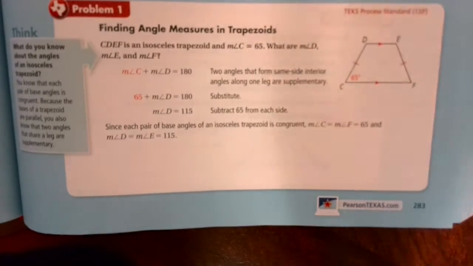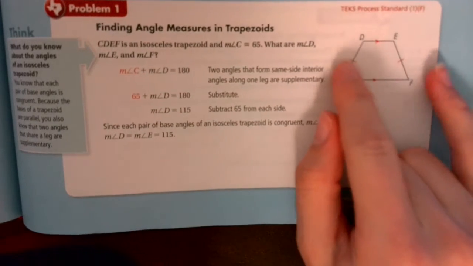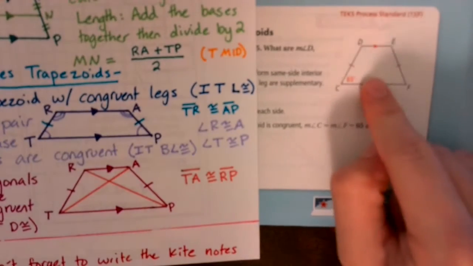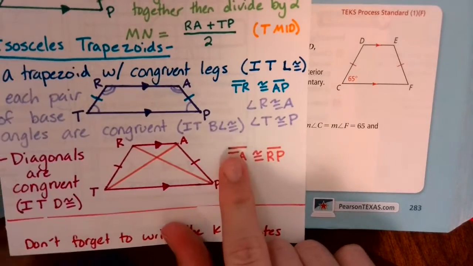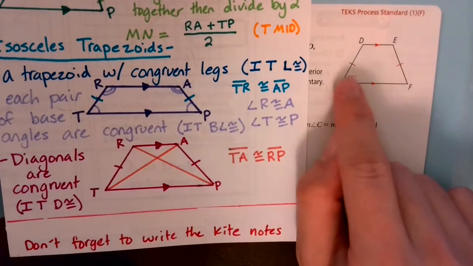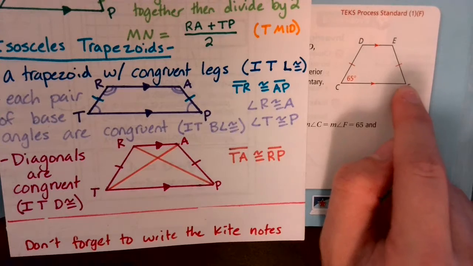So first example problem, we can see we have an isosceles trapezoid, and we can look at what we know about isosceles trapezoids. Well, it has one pair of parallel sides, one pair of congruent sides. Well, we know on an isosceles trapezoid, the base angles are congruent. So if this is 65, this is 65.